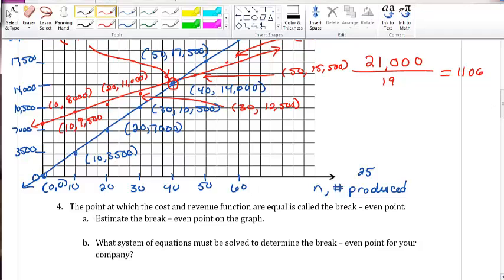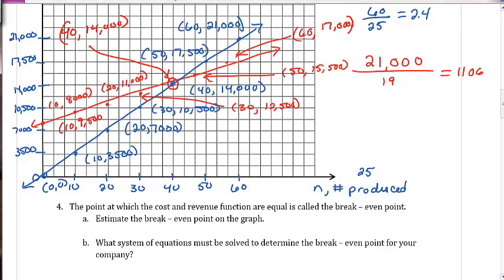And I'm going to switch my pen back to black. Now we want to estimate the break-even point on the graph. And so break-even means you're not making any money, but you're not losing any money either. And remember, this red graph is our cost function. And the blue graph is our revenue function. And so where are my costs and my revenue the same? Well, it happens at this point where they both intersect. And so that's happening at the point (40, 14,000).